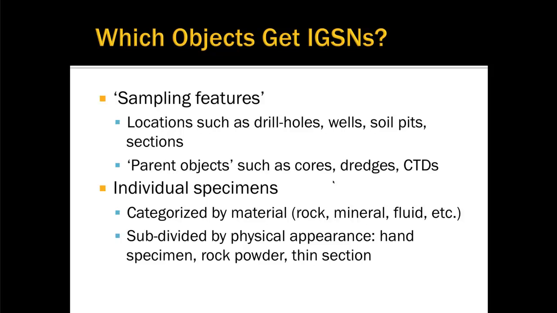And these are generally categorized by material. They could be rocks coming from drill cores or from dredges, minerals taken from those rocks, actually fluids and so on. And they can be subdivided by their physical appearance into hand specimens, rock powders, thin sections, section halves, and all kinds of other physical objects.